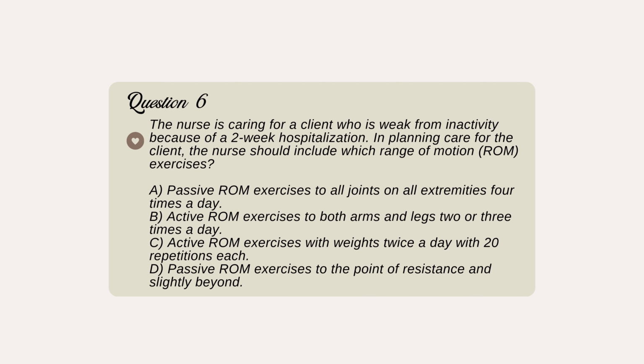The nurse is caring for a client who is weak from inactivity because of a 2-week hospitalization. In planning care for the client, the nurse should include which range of motion, ROM, exercises? A. Passive ROM exercises to all joints on all extremities 4 times a day. B. Active ROM exercises to both arms and legs 2 or 3 times a day. C. Active ROM exercises with weights twice a day with 20 repetitions each. D. Passive ROM exercises to the point of resistance and slightly beyond.